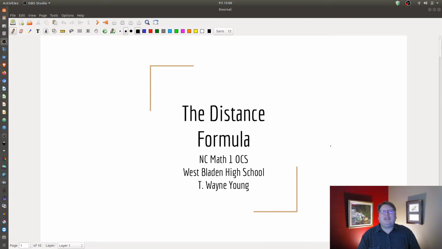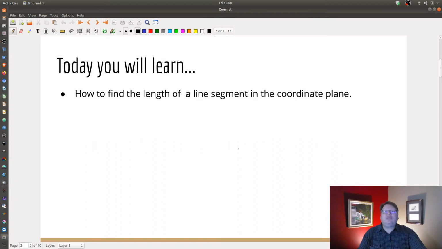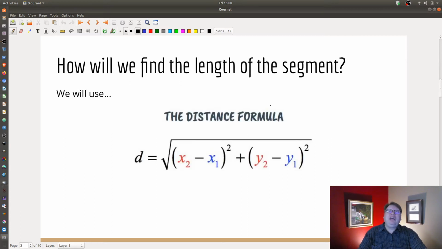So today we're talking about the distance formula. In today's lesson, we want to be able to find the length of a line segment in the coordinate plane. It could be that I'm given a graph with a line segment in the plane, and I calculate the distance between the 2 points. Or it could be I'm given 2 coordinates and I have to find the length of the segment with no graph. How are we going to do that? Well, to find the length of a segment, we have a special formula, and it's called the distance formula. It looks like this.